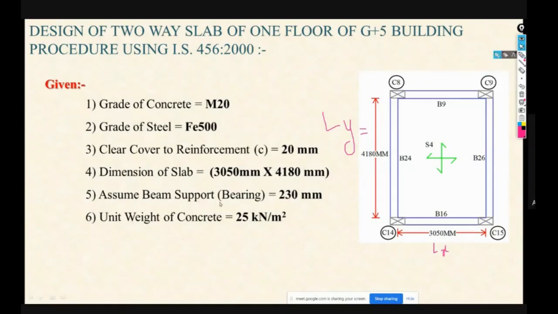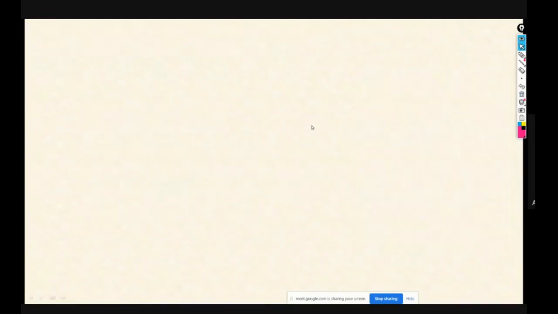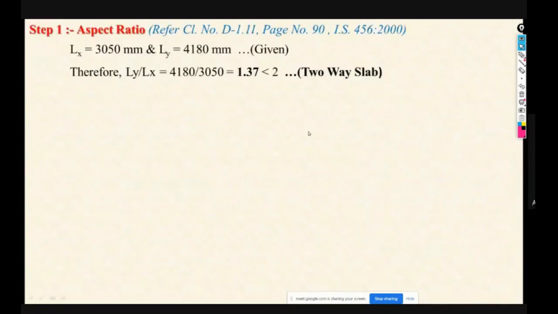Next, assume the beam support. Whatever beam support is there, we are considering the width of the beam as 230 mm, and the unit weight of concrete is 25 kilonewton per meter cube. These are the given data we have to design the particular slab. So the first step, as usual, is to calculate the aspect ratio.